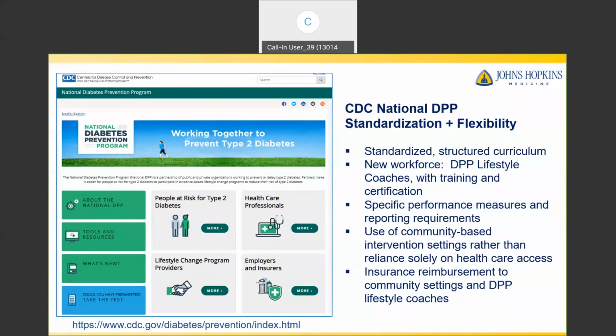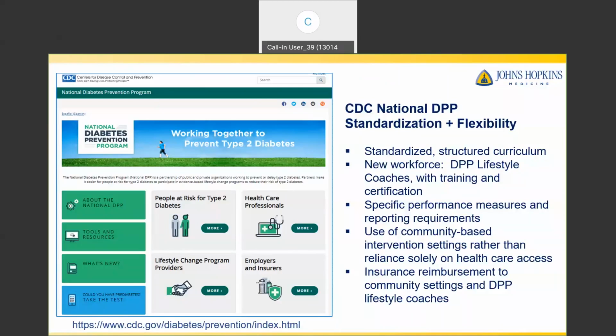Well, first, CDC brought standardization with flexibility. So there is a standardized structured curriculum, again, that matches the evidence base for dose, duration, and content. But it established a new workforce, DPP lifestyle coaches, and that DPP lifestyle coach designation comes with a training and certification as a DPP lifestyle coach. There are specific performance measures and reporting requirements to ensure programs are performing up to the expected standard. Critically, it uses community-based intervention settings rather than relying solely on healthcare to address this need.